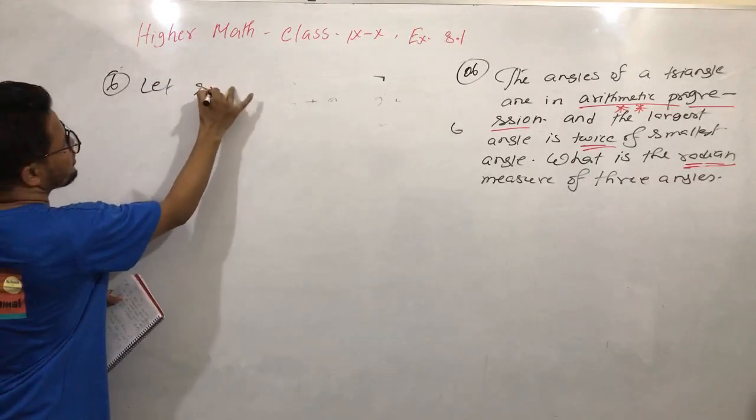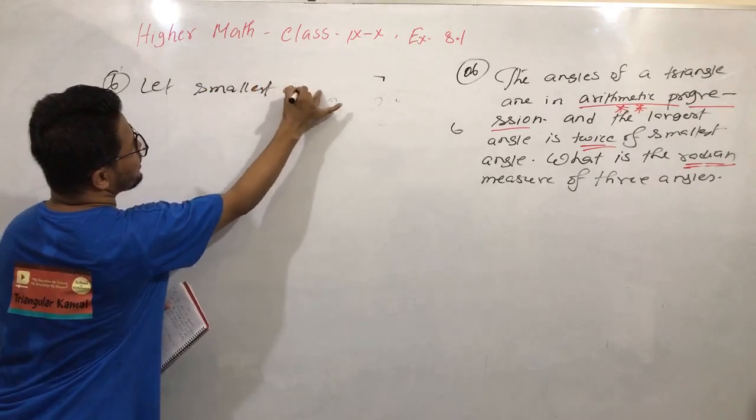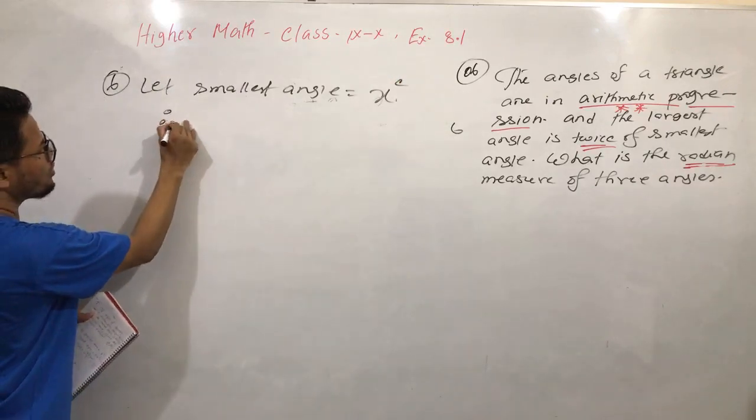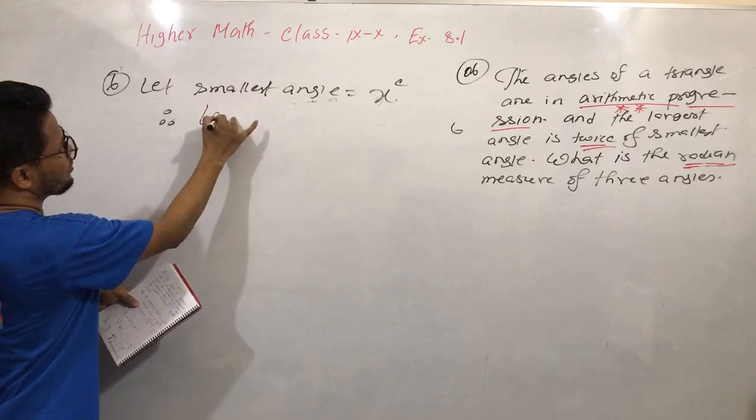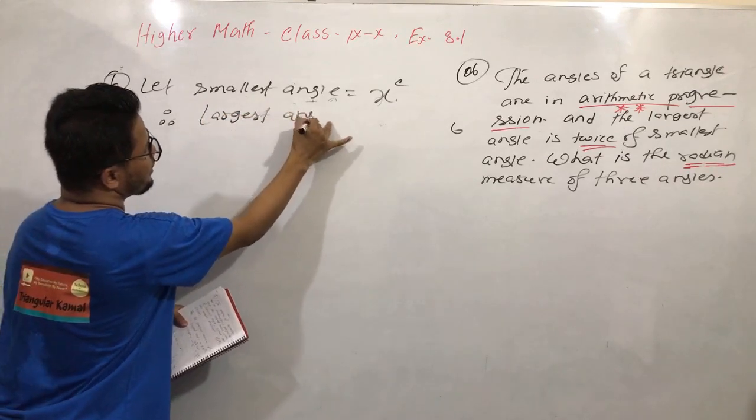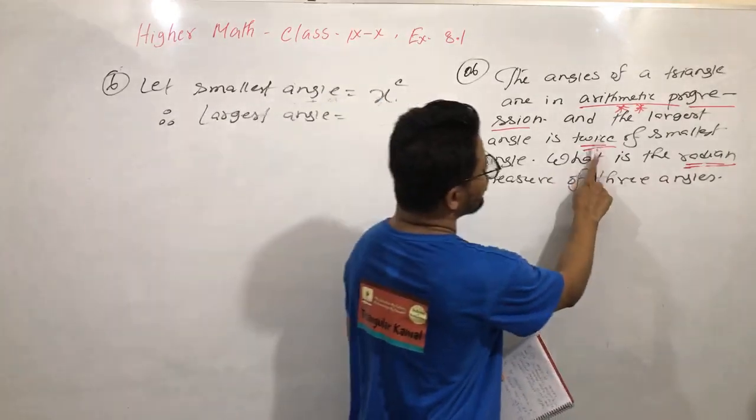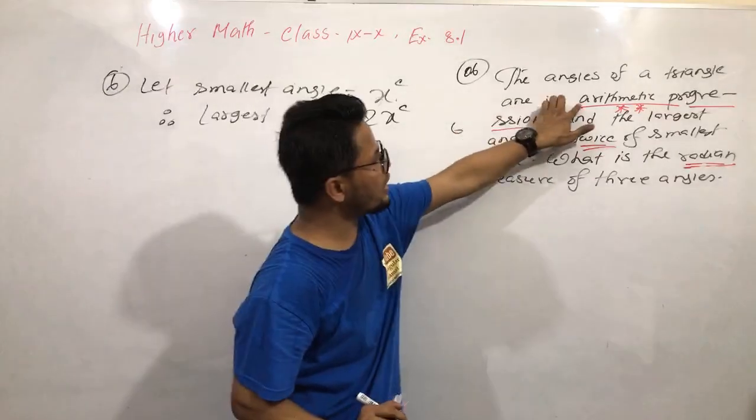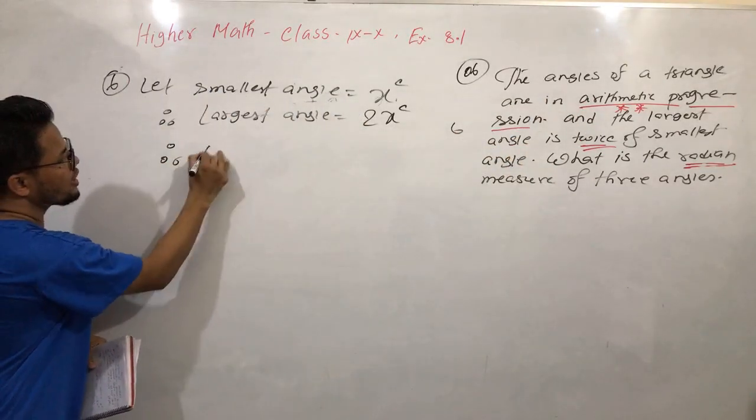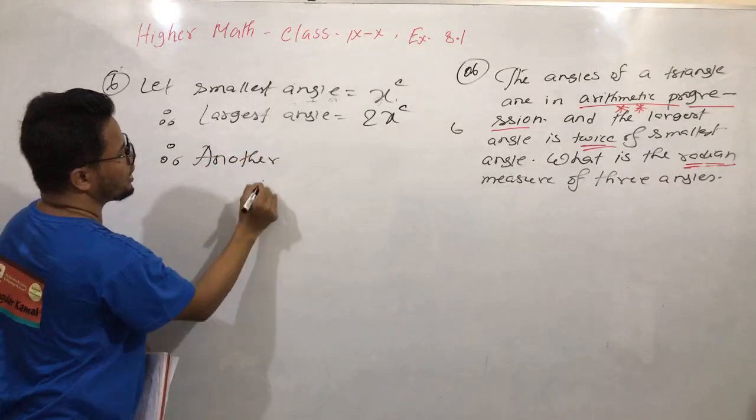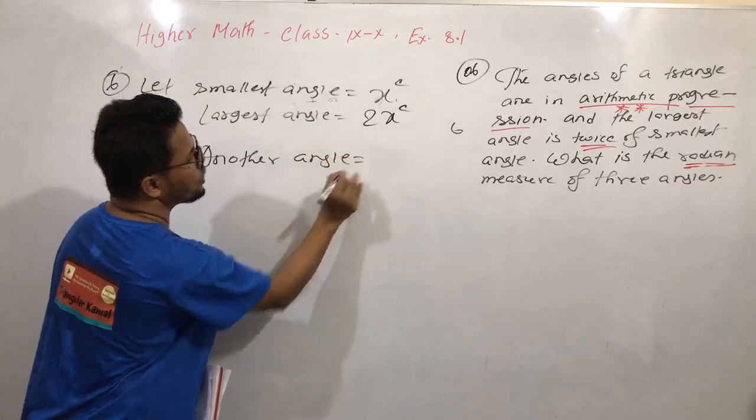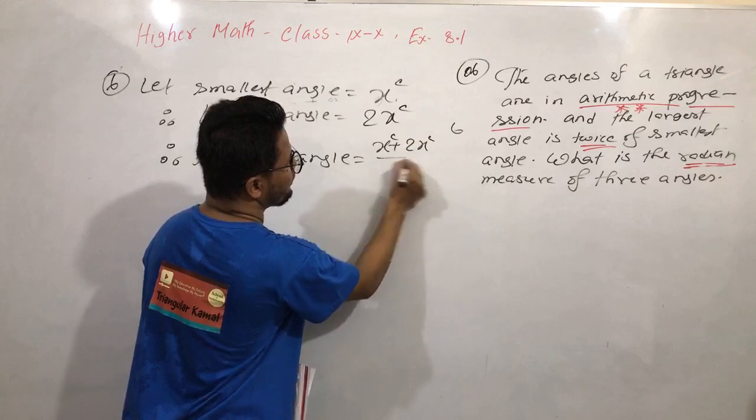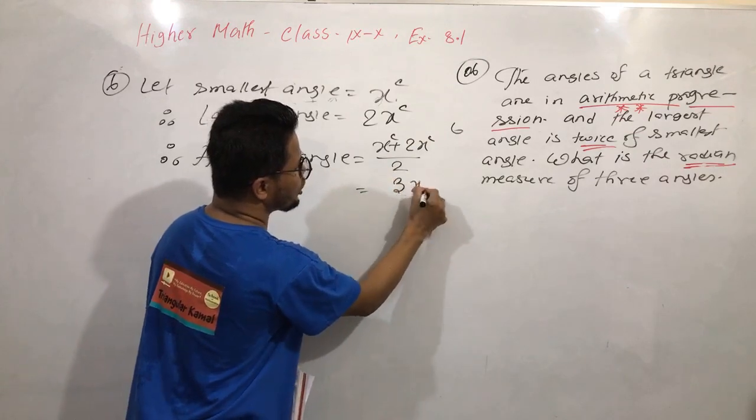Let smallest angle equal x^c, that means in radian. So largest angle will be twice of smallest angle. And when the angles are in arithmetic progression, so another angle will be an average: (x plus 2x) divided by 2 equal 3x^c divided by 2.